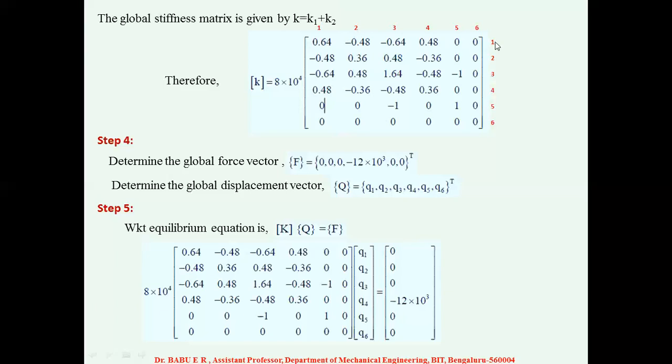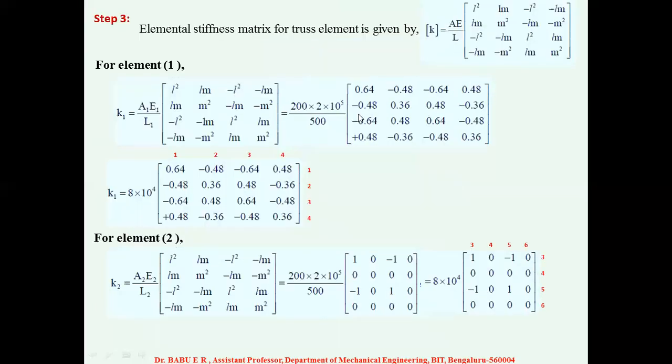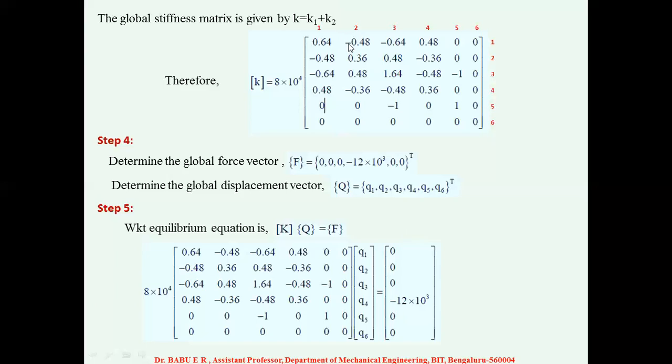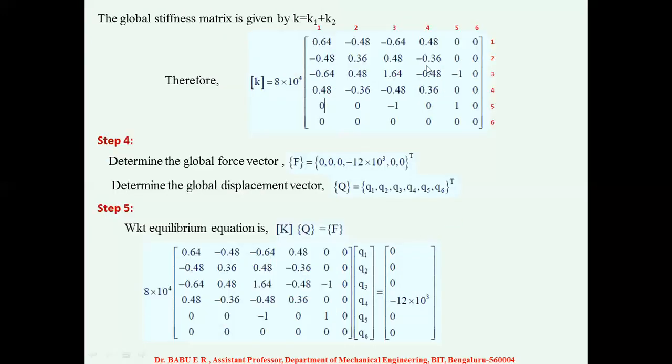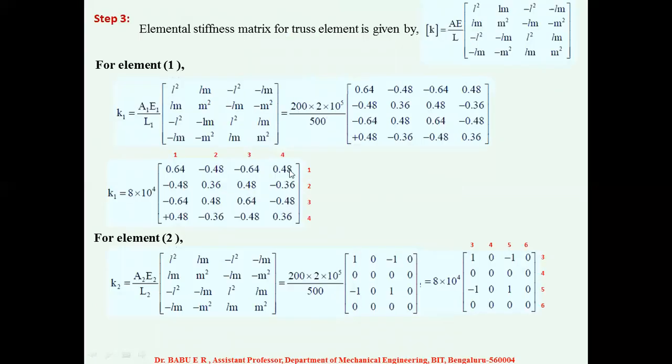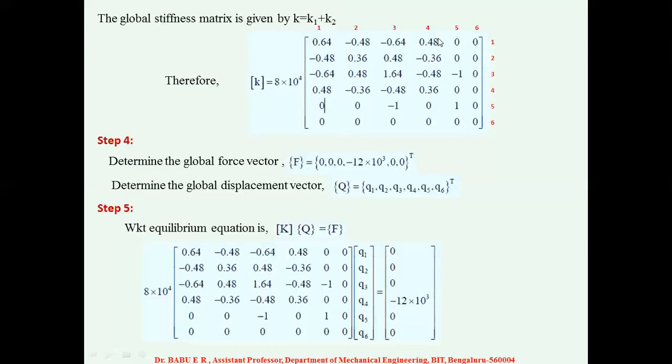Again, this is 2 cross 1. So search for 2 cross 1. So 2 cross 1, we have minus 0.48. 2 cross 1, here it is not there. So you write it as minus 0.48. The third one, it is 3 cross 1. So go for the matrix. So 3 cross 1 is minus 0.64. Here we don't have 3 cross 1. So minus 0.64. Again, go for 4 cross 1. 4 cross 1, it is 0.48. Here we don't have 4 cross 1. So you write it as 0.48.